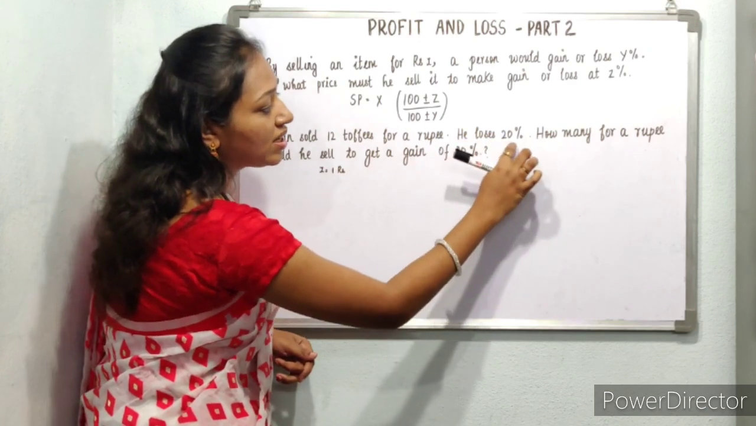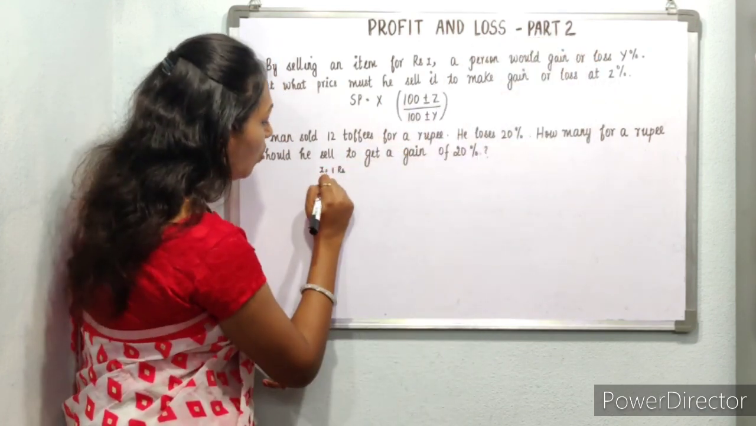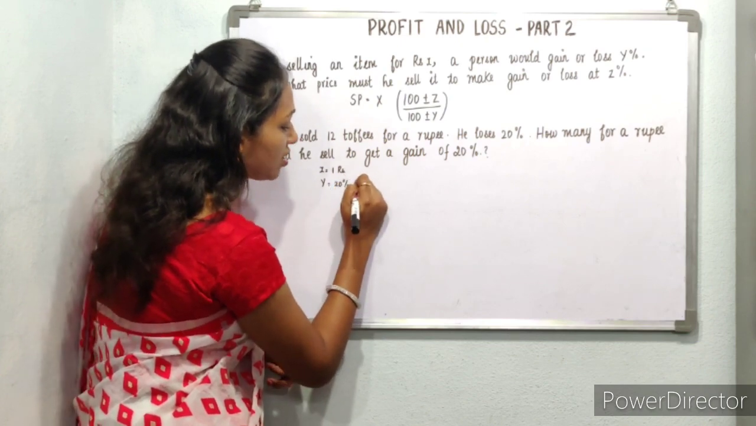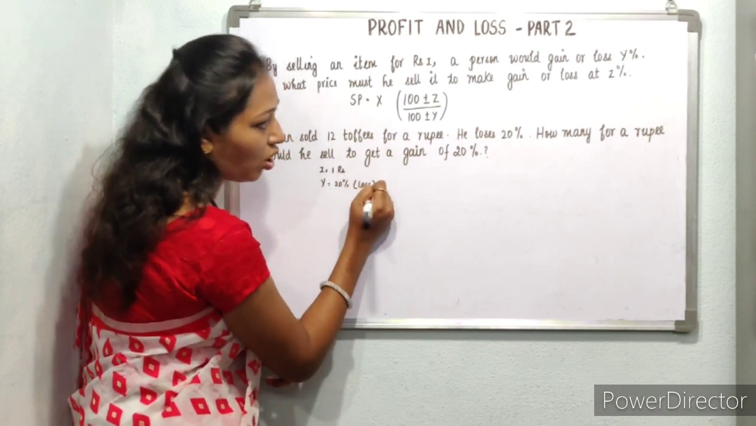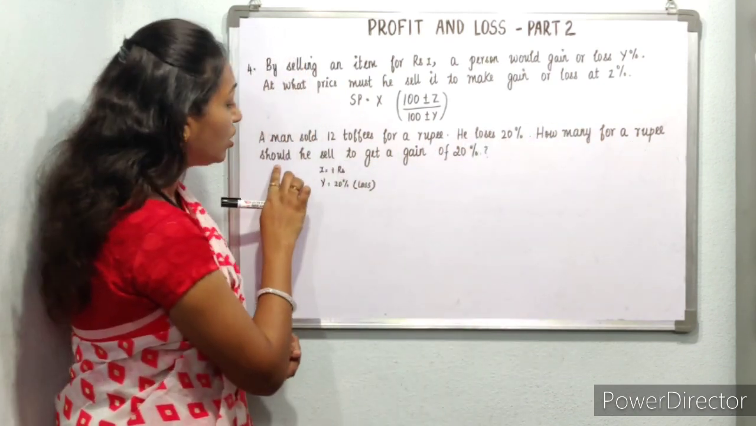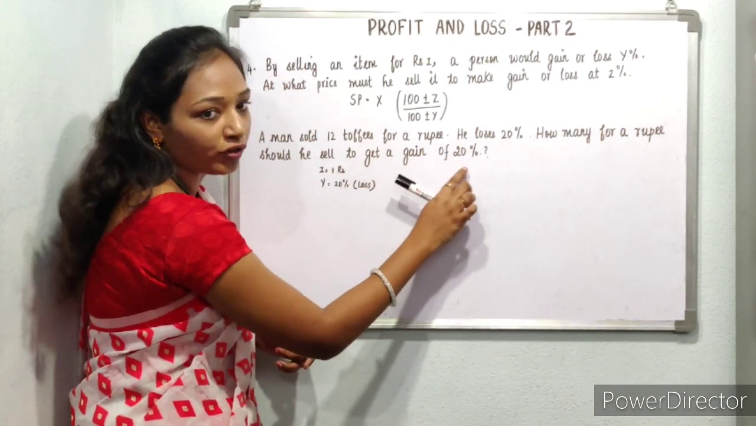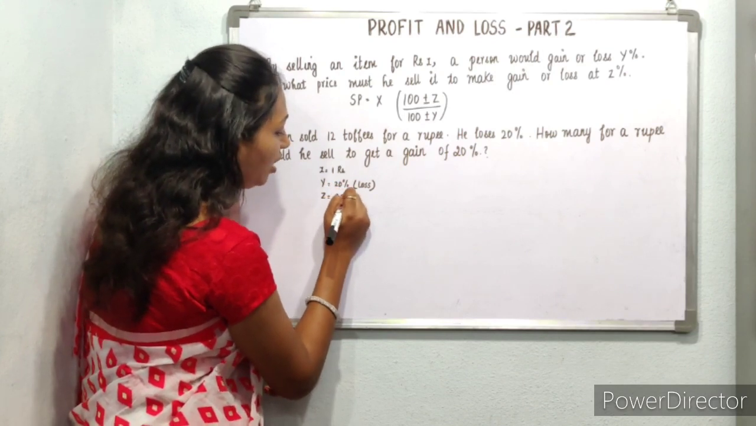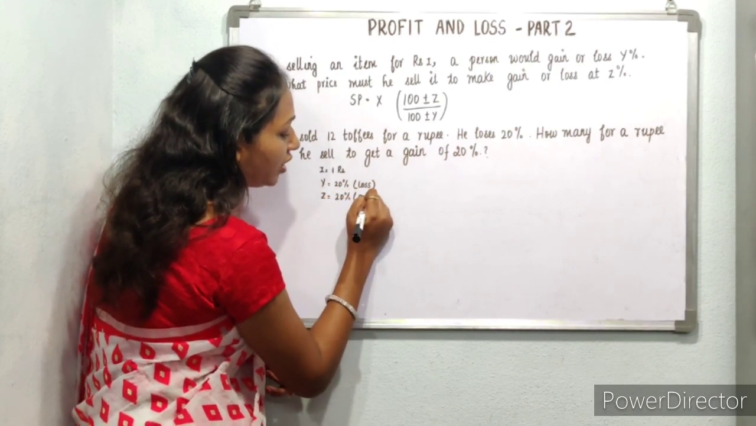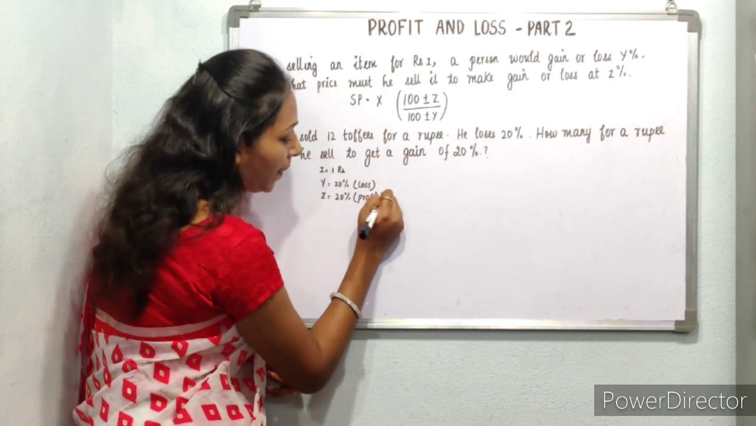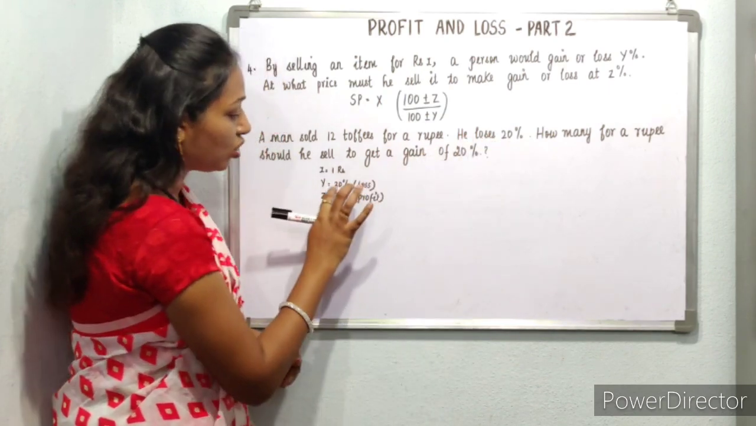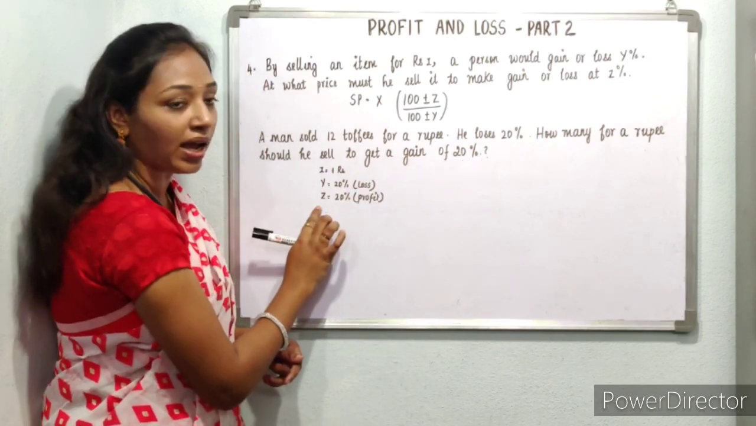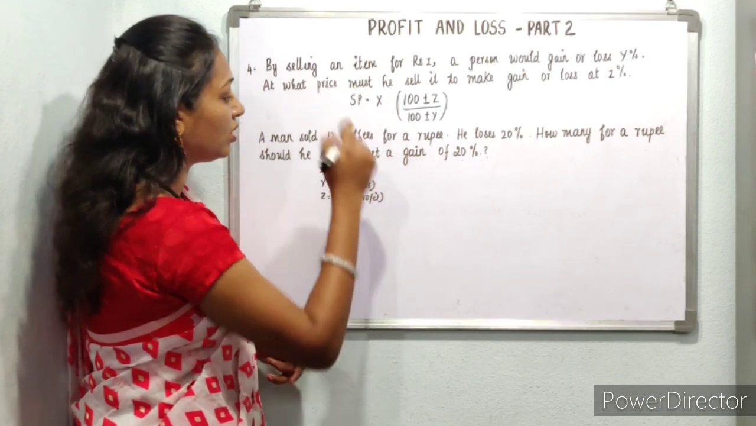Then he loses 20%. So the value of Y equals 20% loss. It is a loss. How many for a rupee should he sell to get a gain of 20%? So the value of Z equals 20%, it's a profit. So here is where many people make a mistake. So 20% loss is the value of Y, and 20% gain is the value of Z. Okay. Now substitute in this formula.